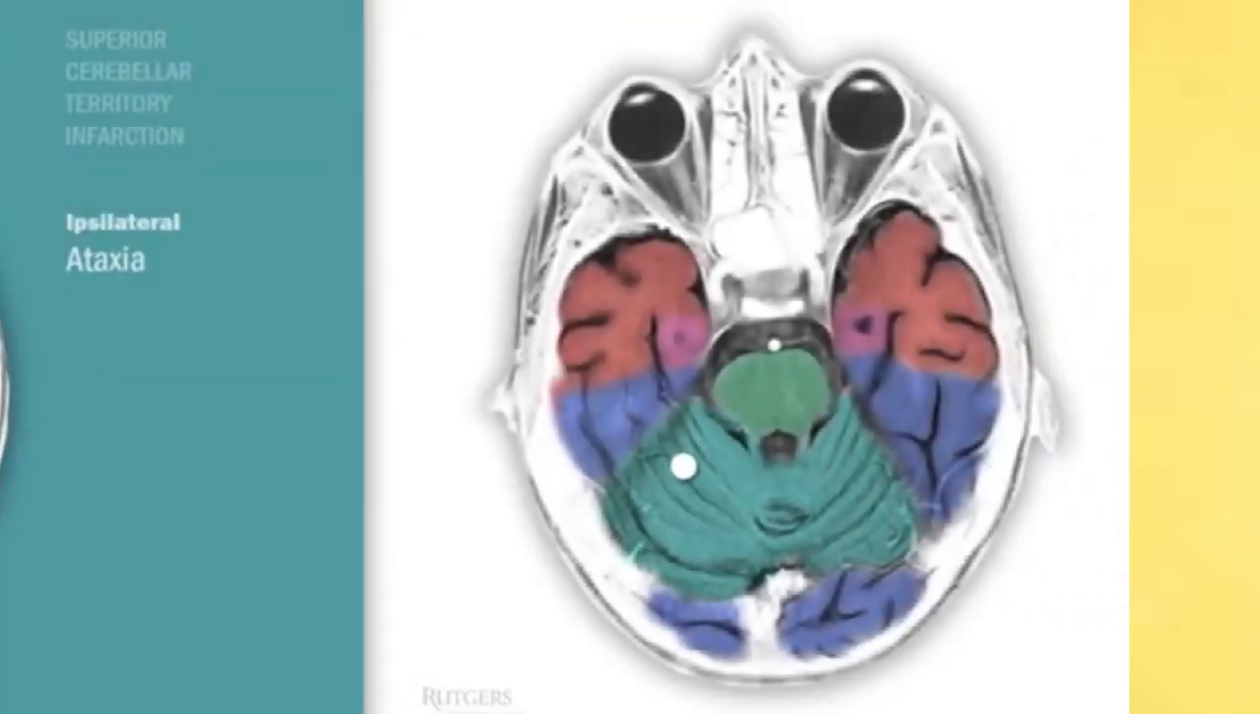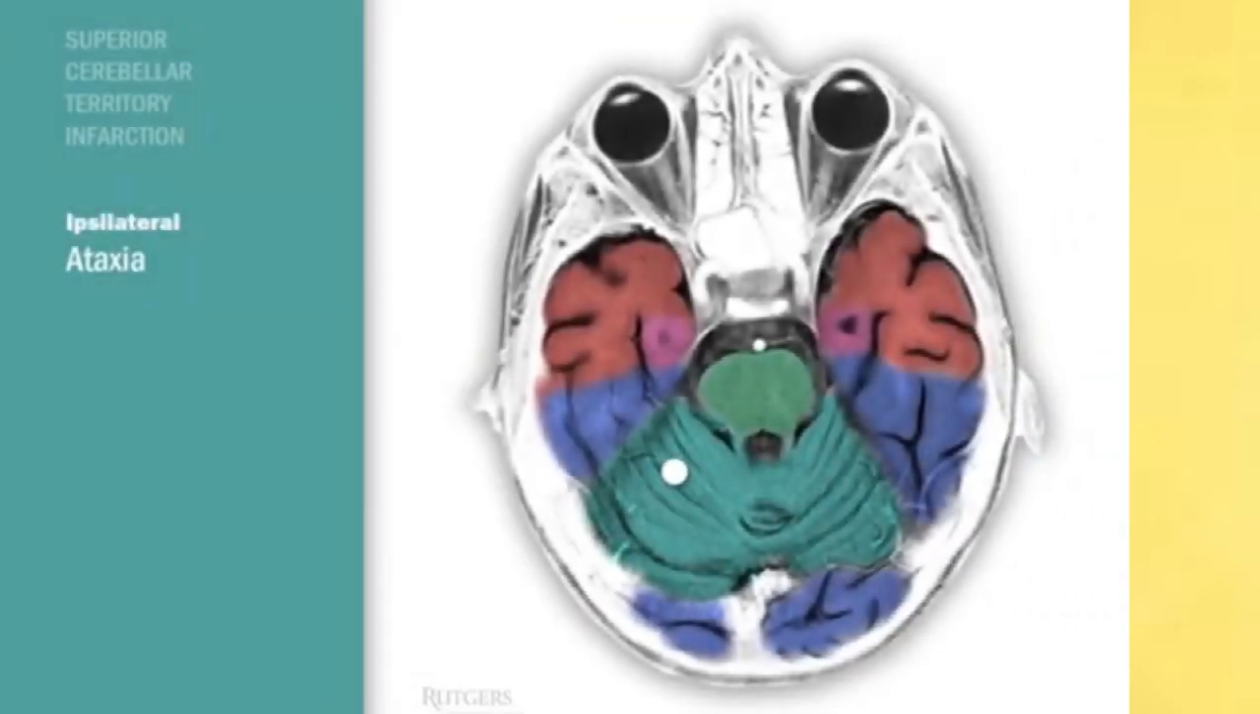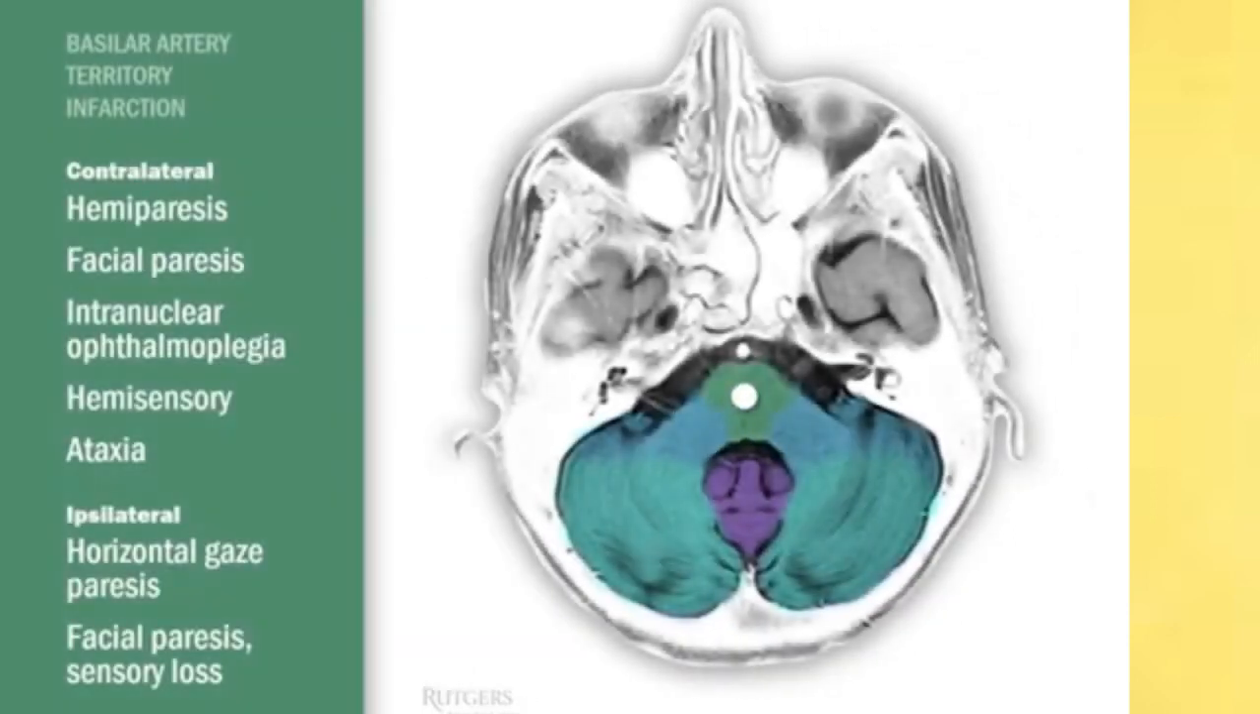The superior cerebellar artery is easy. It supplies the anterior superior cerebellum. So infarctions here cause ipsilateral ataxia. The cerebellar fibers are damaged after double crossing. The basilar artery supplies mostly the pons and the anterior medulla.